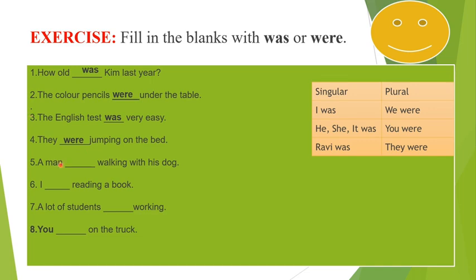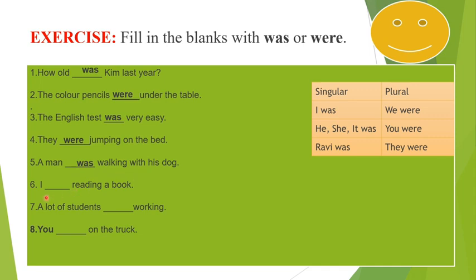Next sentence is, a man dash walking with his dog. So what is the subject over here? A man. Singular subject, singular noun. So with that you will use was. By now you must have understood with singular subject, singular noun or pronoun you are going to use was. So a man was walking with his dog.